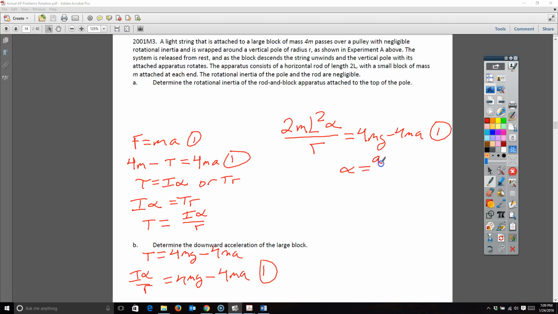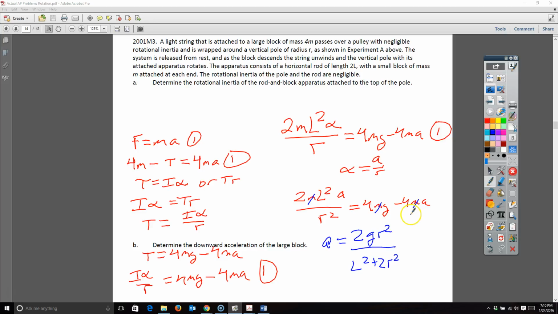We know that alpha is equal to A over R. And so now we can say 2ml squared A over R squared. So when I plugged the A over R in for alpha, it's A over R times R, so there's my R squared, is equal to 4mg minus 4ma. At this point, we can cross off M, M, and M. And to get these two A's to be 1A, we're going to have to add to the other side, find a common denominator, do all that fun stuff. But then in the end, you're going to end up with A is equal to 2gr squared over L squared plus 2r squared. So I'll let you do the algebra, a little bit more complex algebra to go from there to here, but that is your last of the 5 points for letter B.